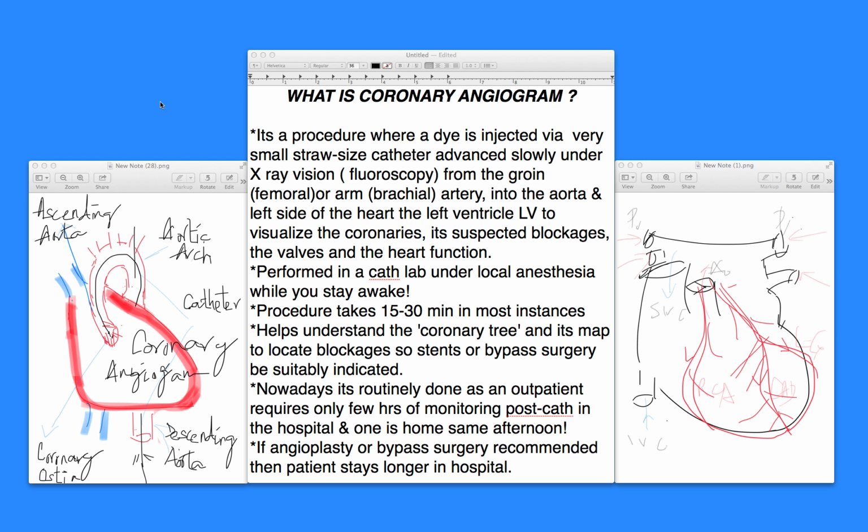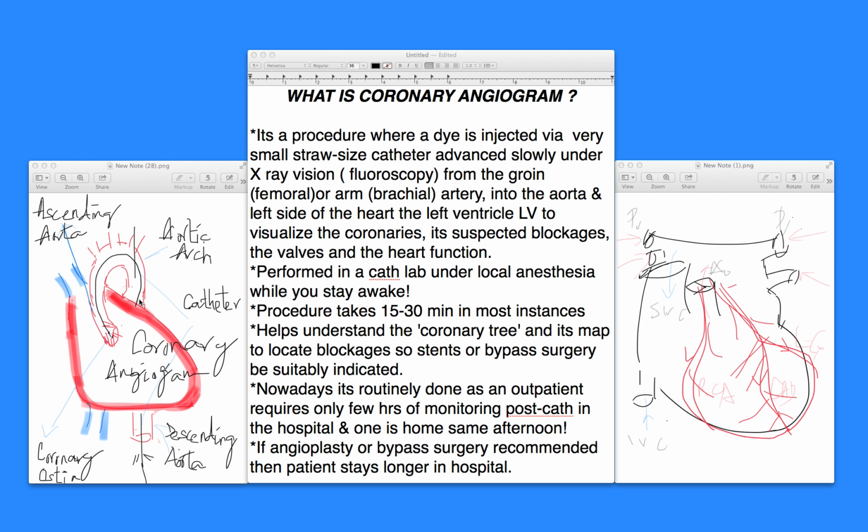So it's a procedure where a dye is injected via a very small straw-sized catheter, which is advanced from a femoral artery, or from an artery in the leg. Increasingly now it's being done from the brachial artery route, that is in your arm, and that's becoming very popular. So the catheter, which is a small straw-sized catheter, is advanced up into the descending aorta.